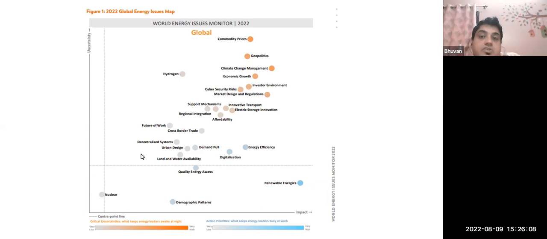And then we have climate change management. We all know that the energy sector is contributing majorly towards climate change, and we have to efficiently manage that. Most of the countries are targeting net zero targets to achieve the Paris Agreement. So that is also being affected. Economic growth also suffers because of the price rise of fuel. And for the investor environment, cyber security risks are also there.